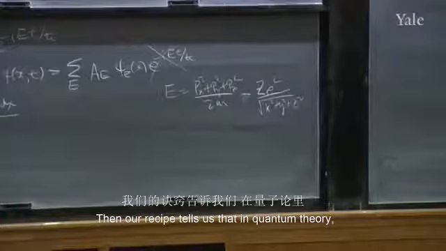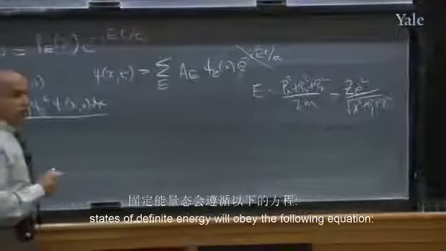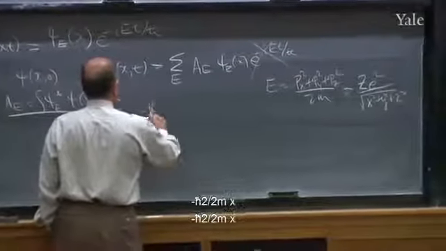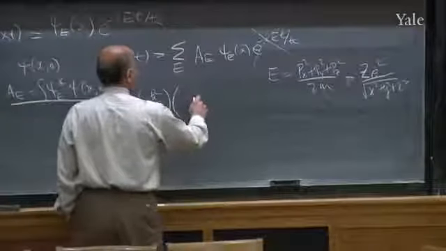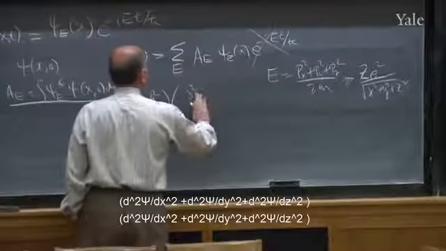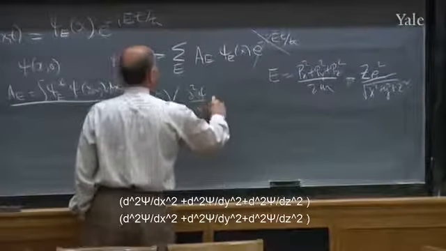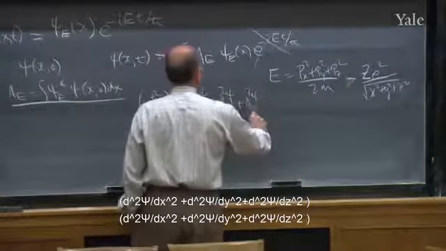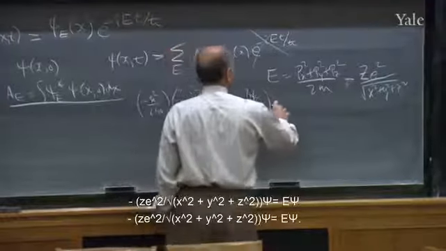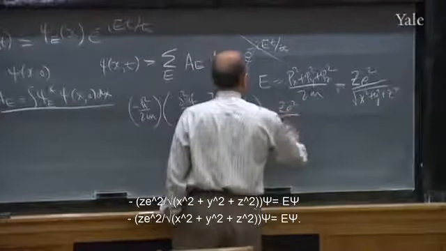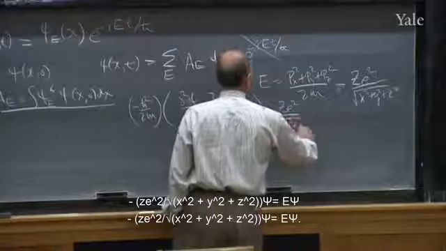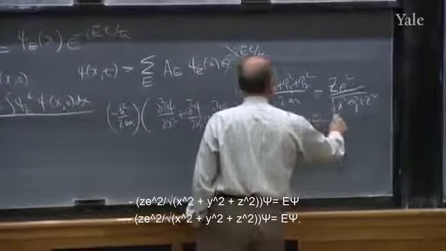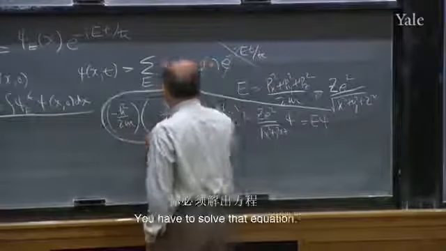Then our recipe tells us that in quantum theory, states of definite energy will obey the following equation: minus h bar squared over 2m. px squared will become d2 psi over dx squared. That will become d2 psi over dy squared, d2 psi over dz squared, minus z e squared over the square root of x squared plus y squared plus z squared, psi equal to E psi. You have to solve that equation.